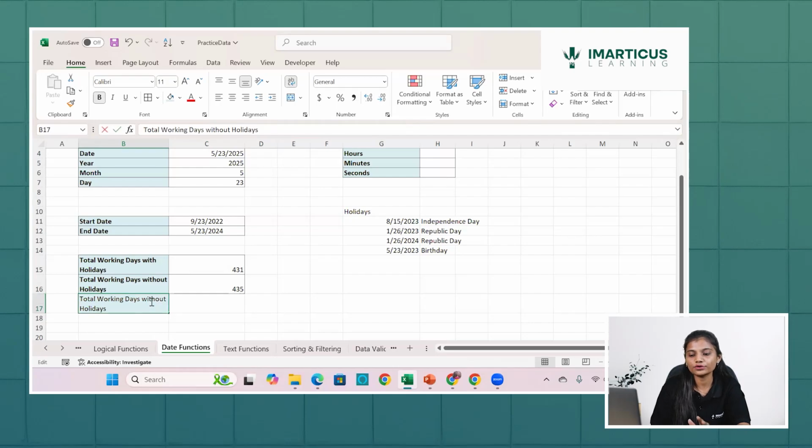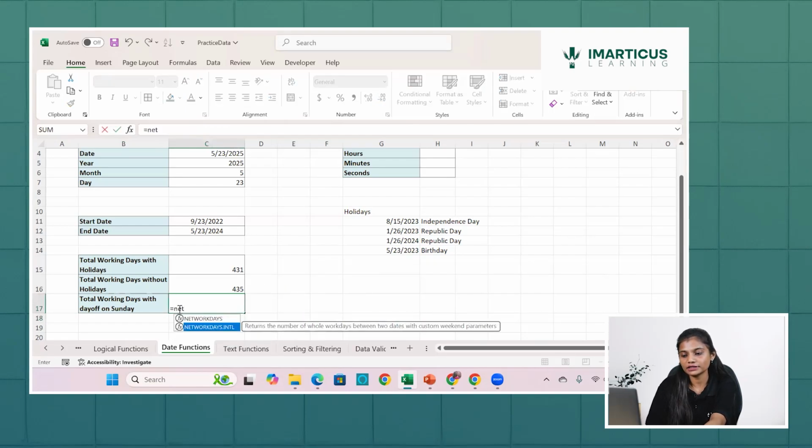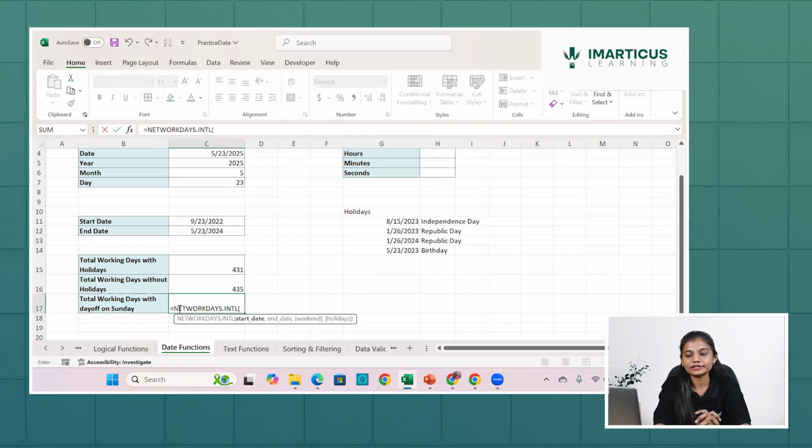So what I could do, with my day off being on Sunday, not Saturday and Sunday, is use NETWORKDAYS.INTL, the international version. Now you can see start date, end date, and then there is another factor known as weekend. So what is it?